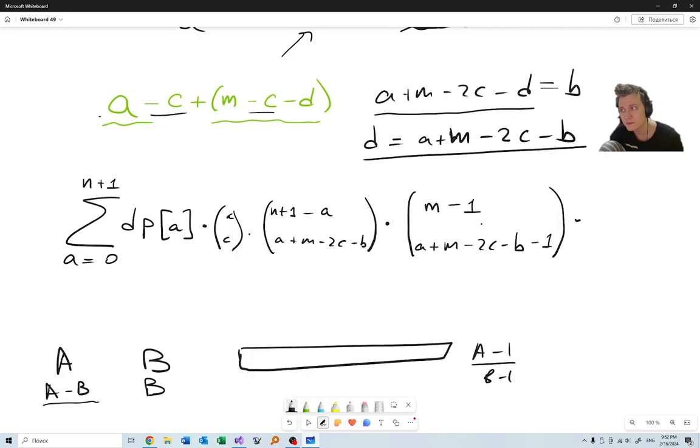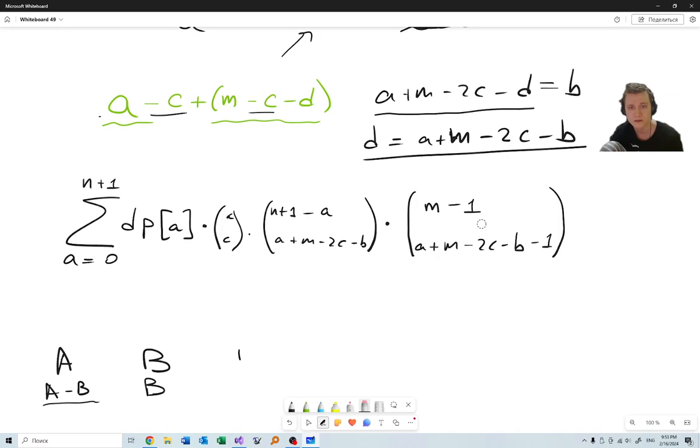Not only that, but in the end I need to multiply by M factorial, I think. Because I need to choose in which order I put all these M letters, although it seems like this is not needed actually, because I always multiply by M factorial. So I think it's not needed. It feels strange a bit, but looks like that's it.